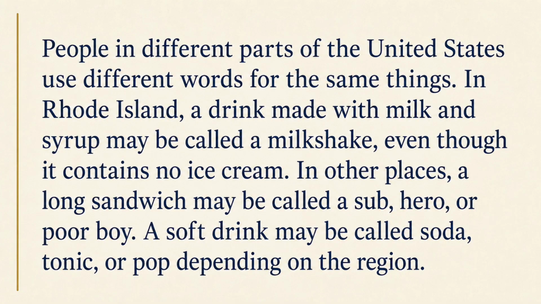People in different parts of the United States use different words for the same things. In Rhode Island, a drink made with milk and syrup may be called a milkshake, even though it contains no ice cream. In other places, a long sandwich may be called a sub, hero, or poor boy. A soft drink may be called soda, tonic, or pop, depending on the region.